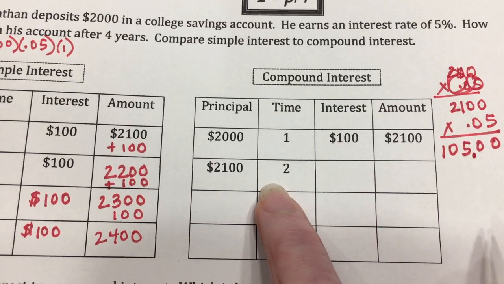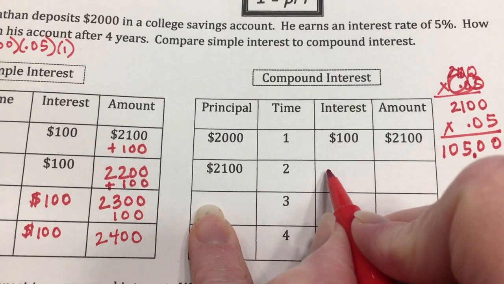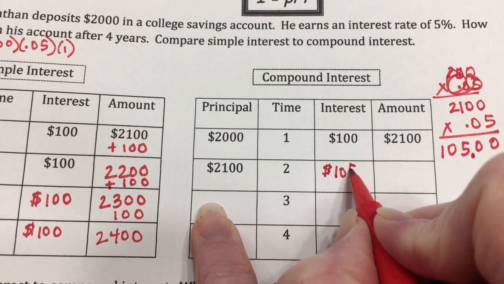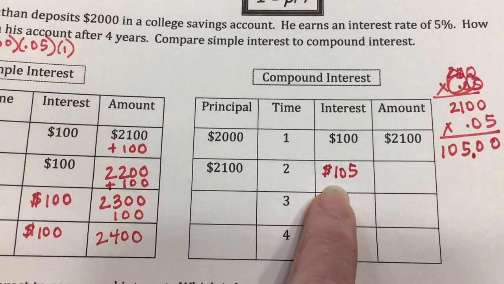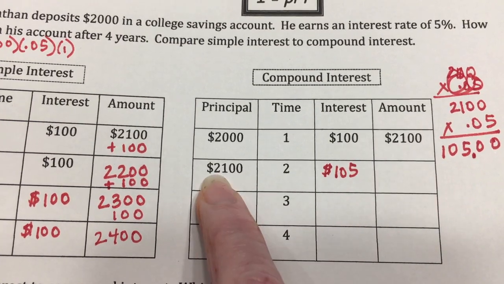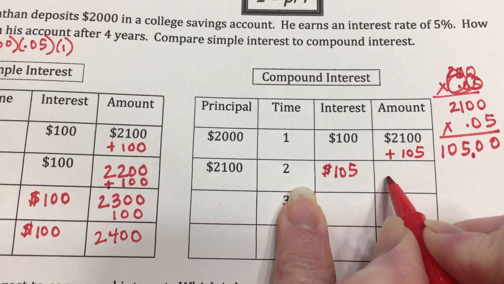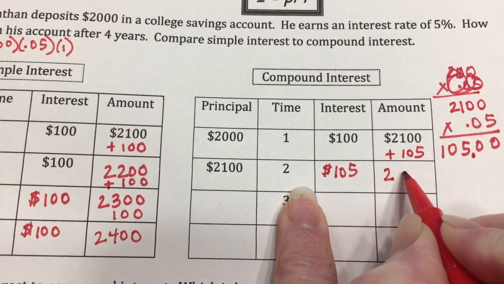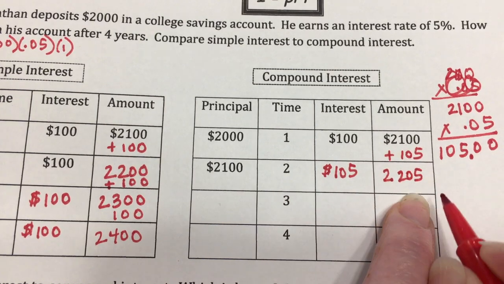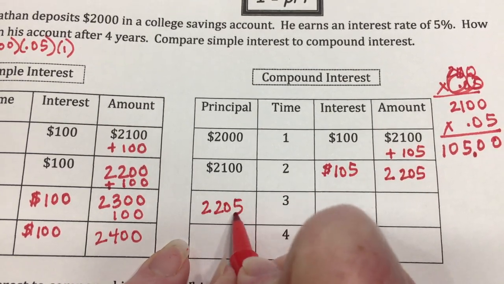All right, so at the end of year 2, because my principal was different, my interest is different. So it's a little bit more this year. It's $105. All right, so now if I add that amount to the amount that was my principal, 2,100, my new amount is going to be 2,205. Okay, and that gets to be my new principal, 2,205 over here.